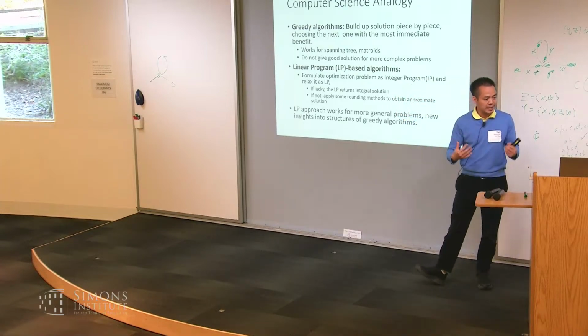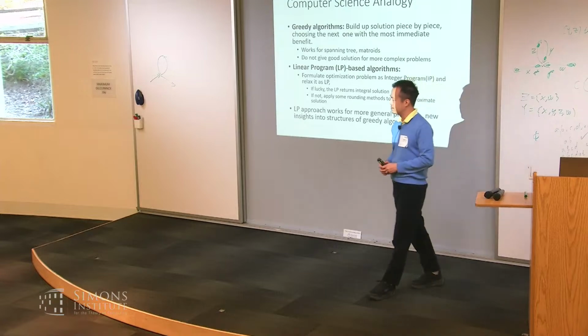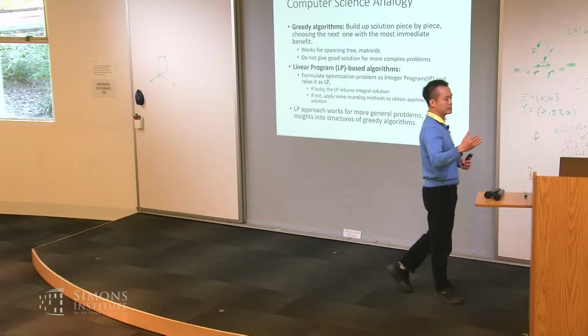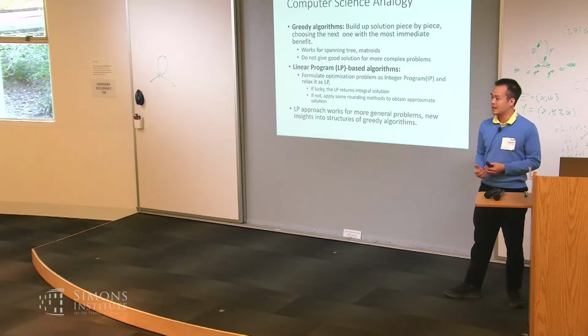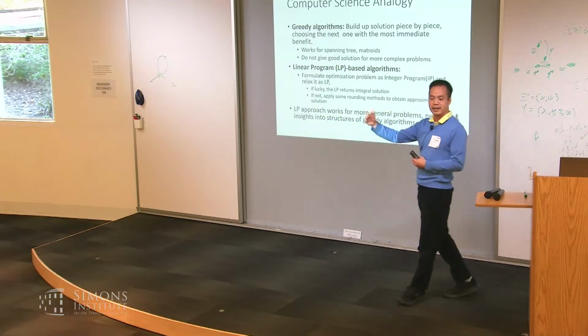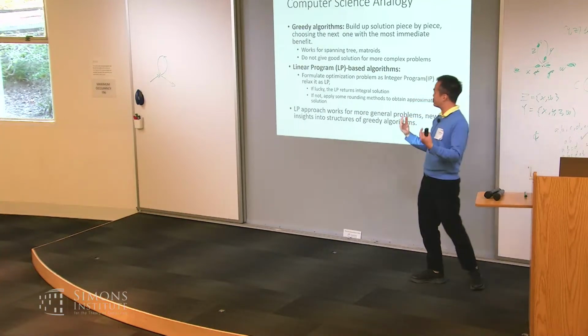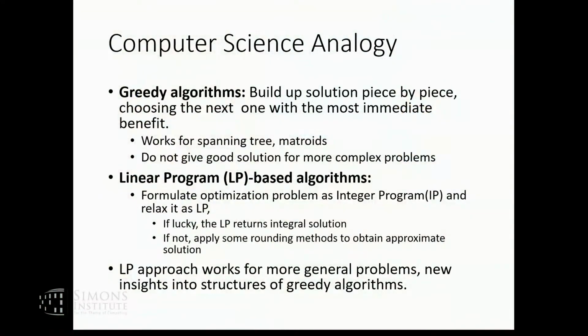In computer science, the first type of algorithms that we learn is called the greedy algorithm. We build the solution piece by piece, and every time we only look one step ahead, right? It works well for several problems like minimum spanning tree and minimum base of the matroids. But unfortunately, in a broader domain, or even given an extra constraint, the greedy algorithm fails miserably.